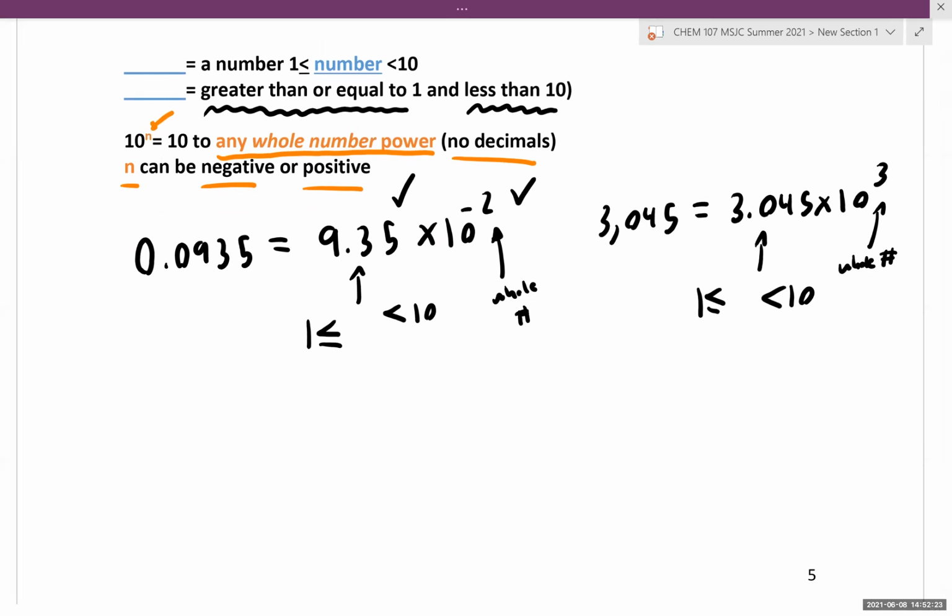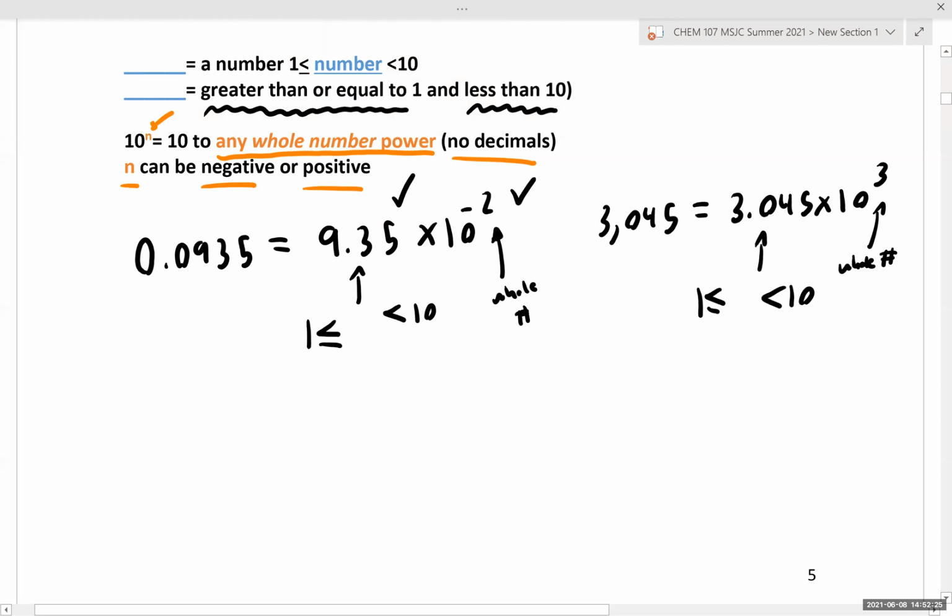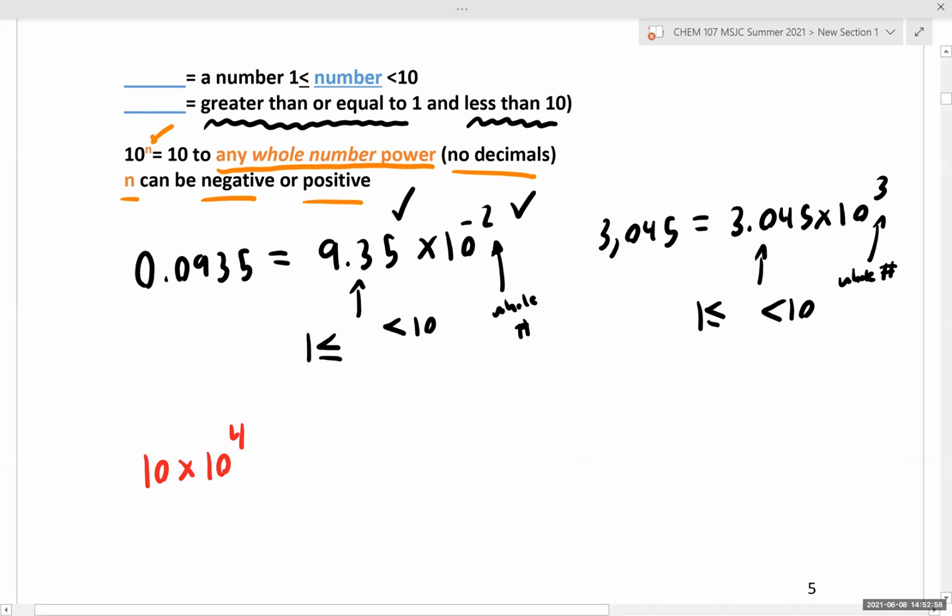Let's look at some examples of numbers that are incorrectly written in scientific notation. So for example, 10 times 10 to the fourth. What's a problem with this number as written? What's an issue with this number as written? What do we think? Is this number written reasonably in scientific notation, or is there an issue with this number? Number has to be less than 10.